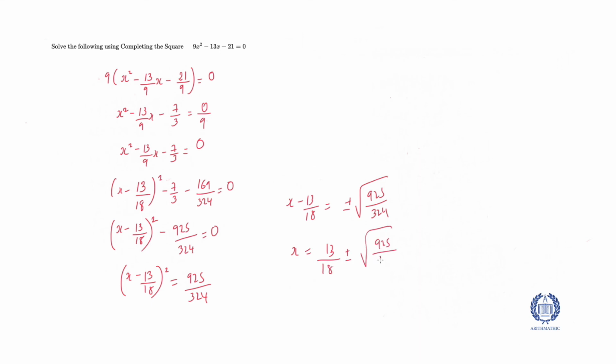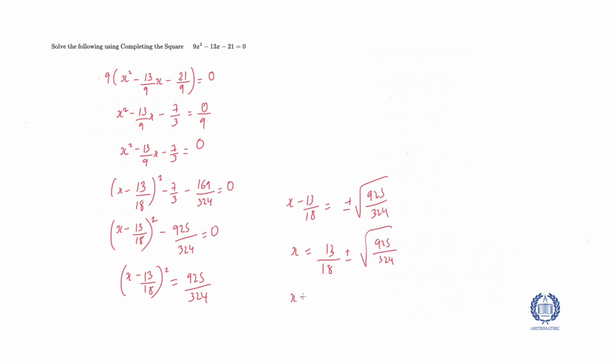That's fine. Okay, so now move the 925 over 324 to the other side. So we have x minus 13 over 18 squared equals to 925 over 324. Don't worry too much about the big numbers, yeah? The method stays the same. So as long as you understand the method, the numbers are just nothing. Now we square root it, so plus and minus, square root 925 over 324. So that means you have x is equals to 13 over 18, plus and minus square root 925 over 324.